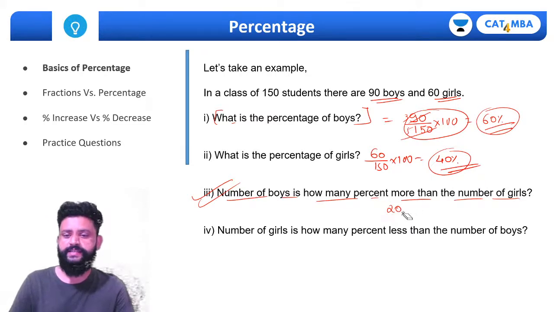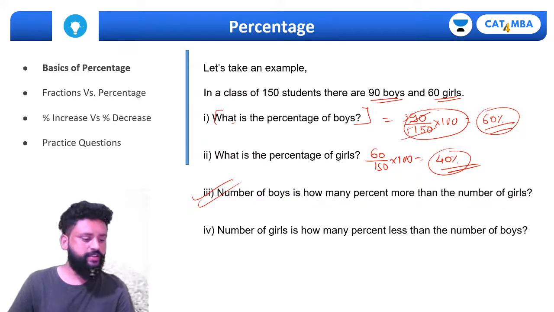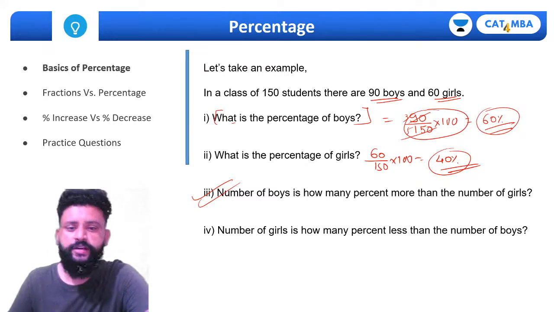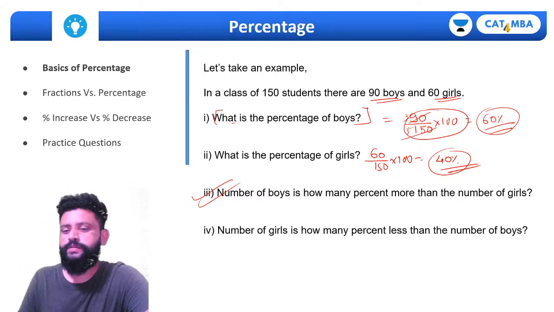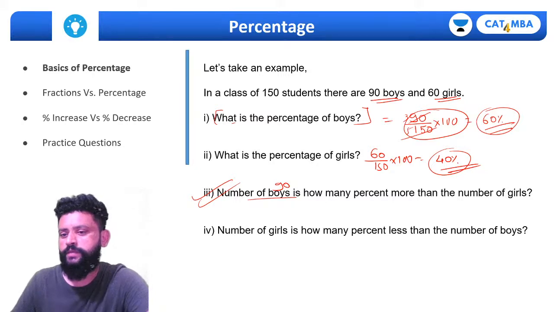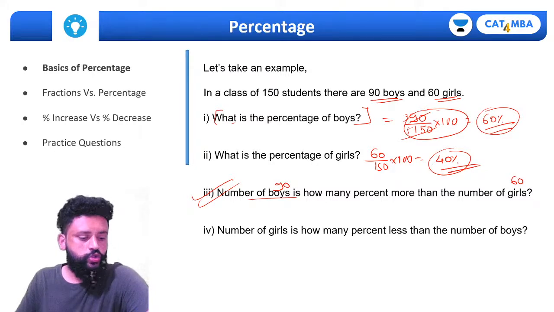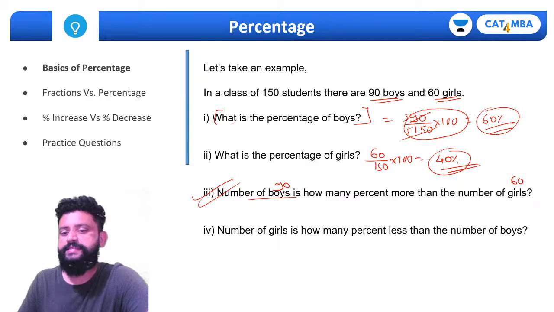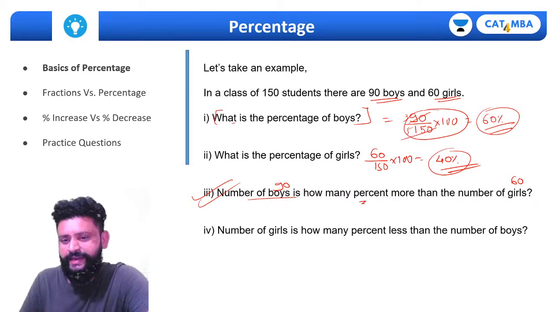So that's where the percentage basics lie. Whoever has understood exactly what percentage is can answer it very easily. So any answer you can drop in the comment. Karthik, any answer? Number of boys is how many percent more than number of girls? It simply means number of boys, how many boys are there here? 90. Is how many percent more than number of girls? How many are there? 60. So 90 is how many percent more than 60? So here if you see, 90 is 30 more.